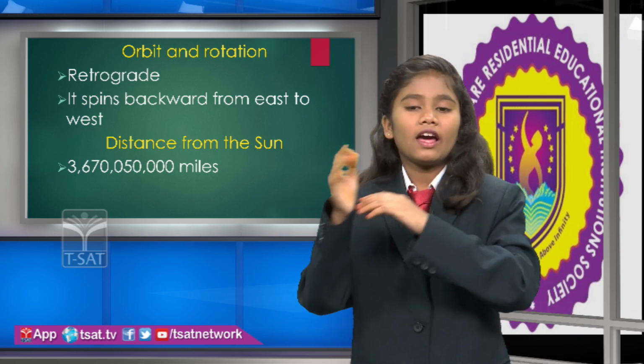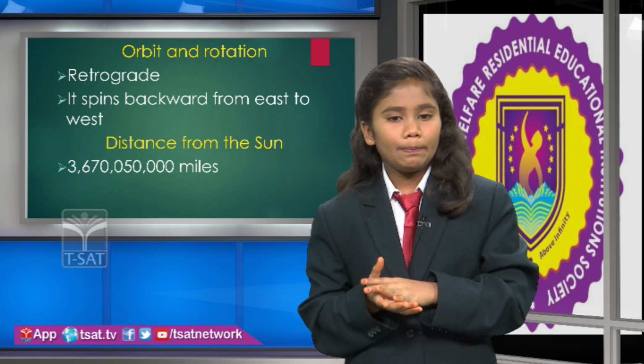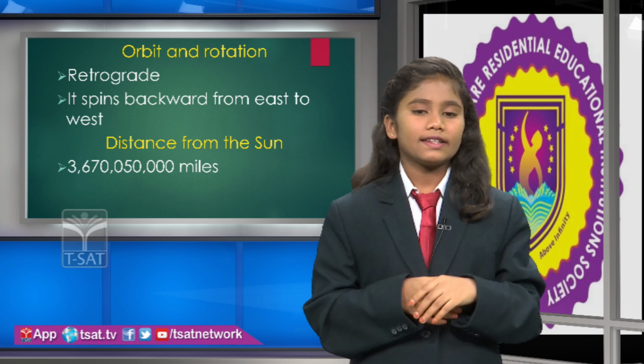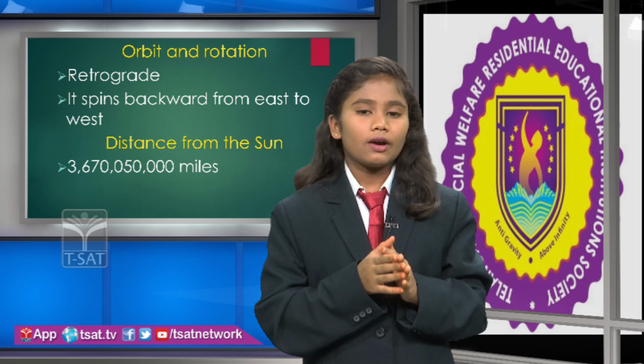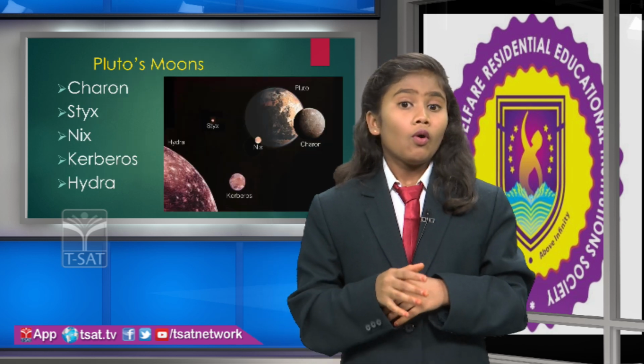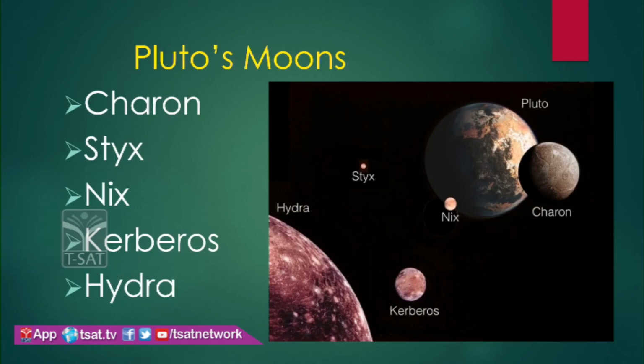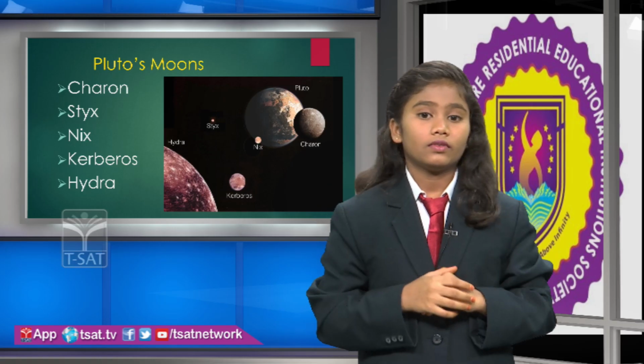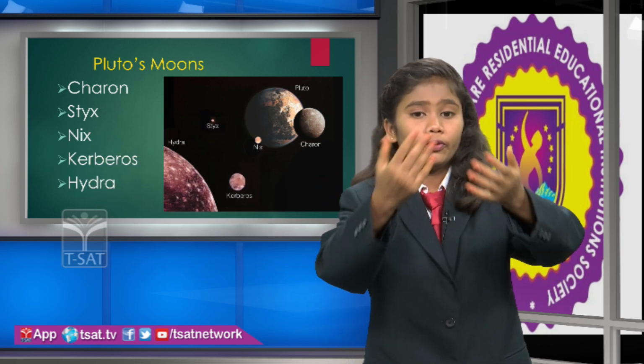The distance from the Sun to Pluto: 3,670,050,000 miles. Pluto has 5 moons. They are Charon, Styx, Nix, Kerberos, and Hydra. Here you can see Pluto. Charon is half the width of Pluto. Nix has an oval shape like a potato. Hydra is the most distant from Pluto.